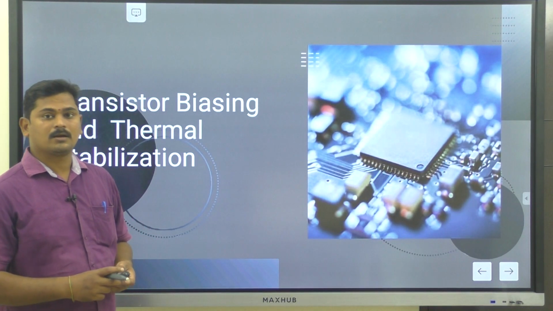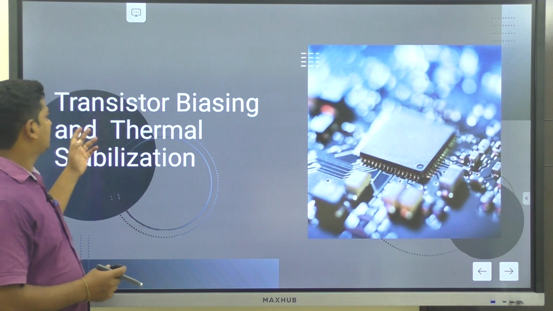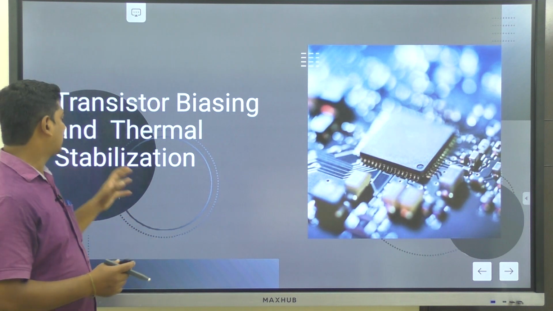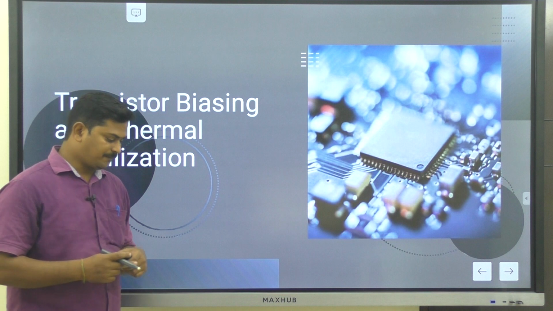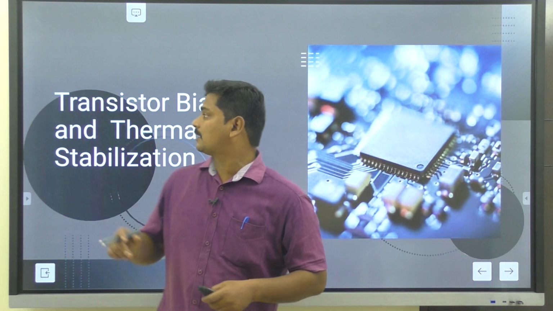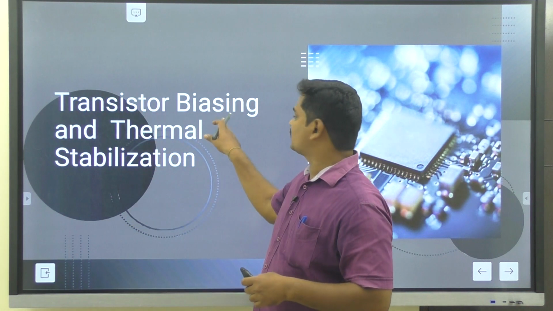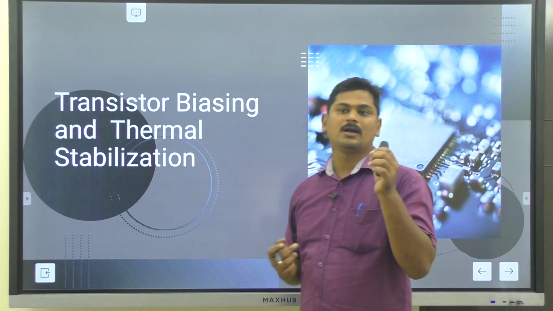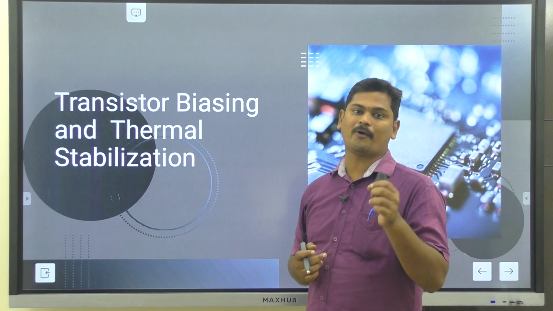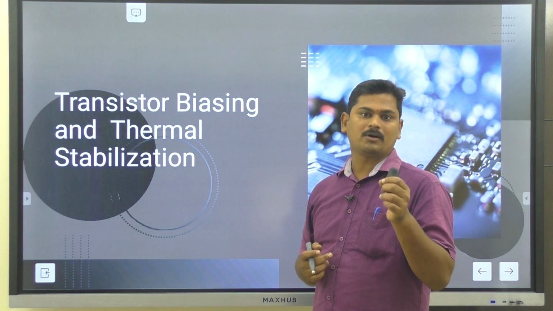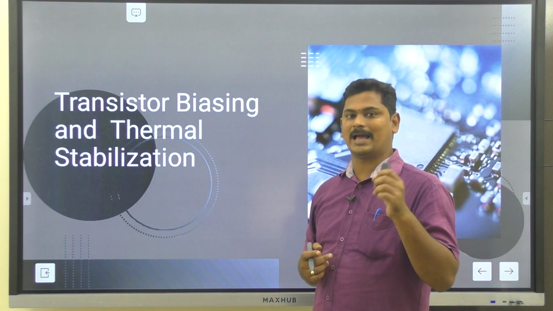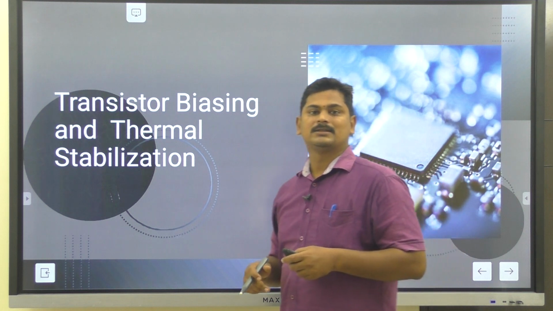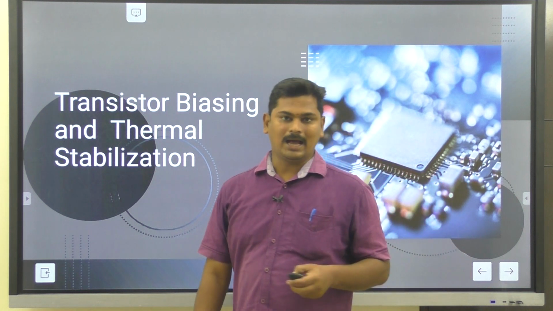So in today's lecture, we are going to discuss transistor biasing and thermal stabilization. First of all, the purpose of transistor stabilization or transistor biasing is to maintain your transistor Q point, that is the quiescent point, in the active region, because only when the Q point is in the active region will the transistor work as an amplifier.